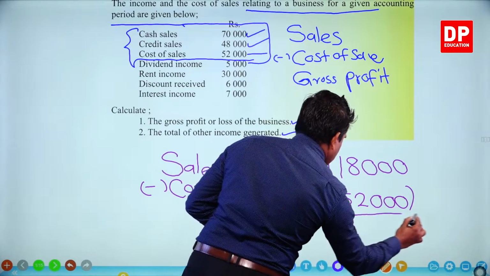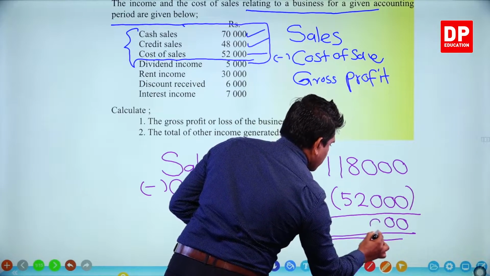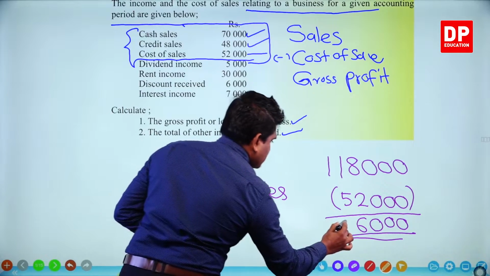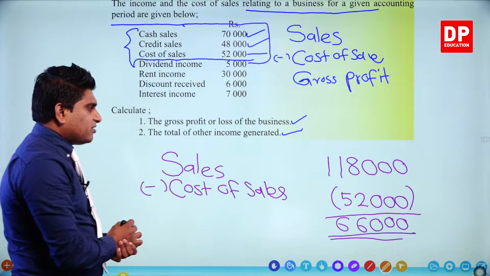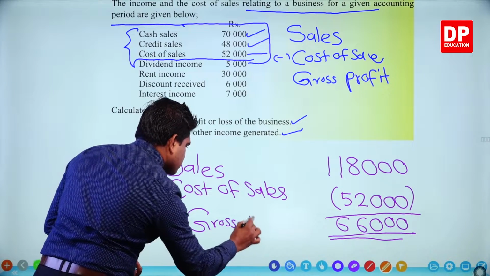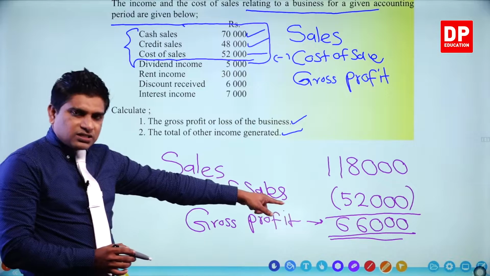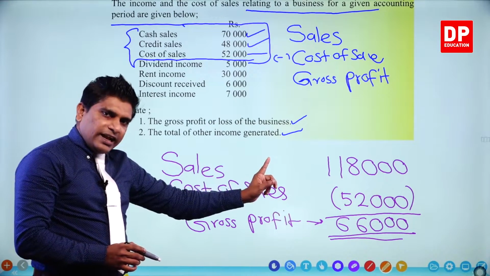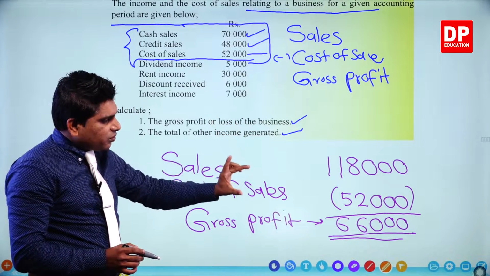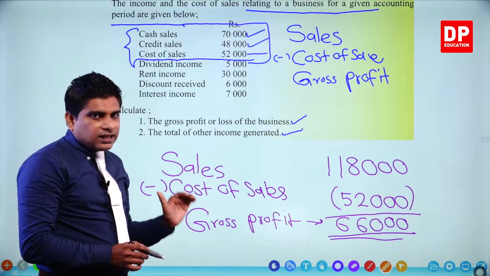Then see here how much the gross profit. Here 0, 0, 0, 8, 2, 8 minus 2, then 6. Here 6. Check answer is correct or wrong, right? Then here you can write gross profit. The first question asks what? Gross profit or gross loss? 66,000 is the gross profit. How? The total sales 118,000. Cost of sales 52,000. Then 118,000 minus 52,000, how much? 66,000. Yes, sales is more than cost of sales.